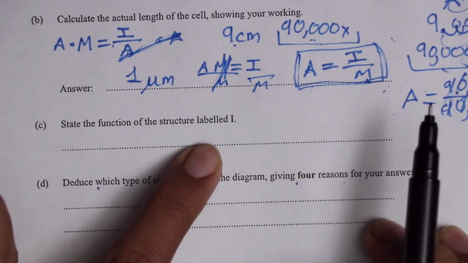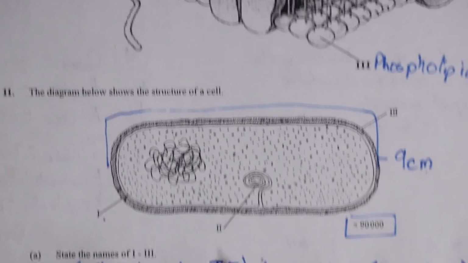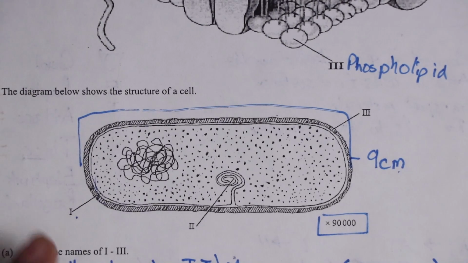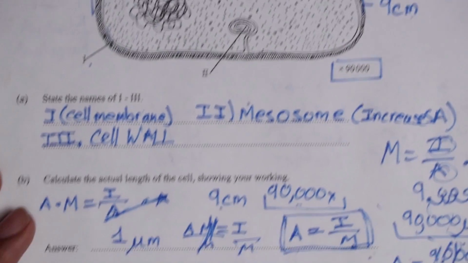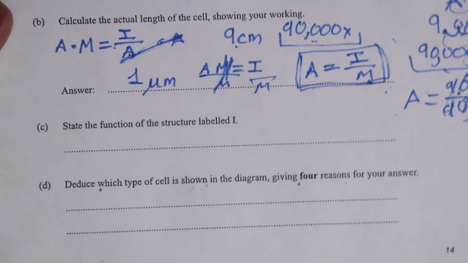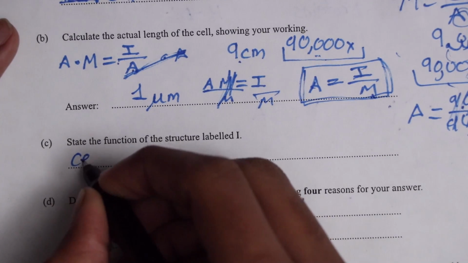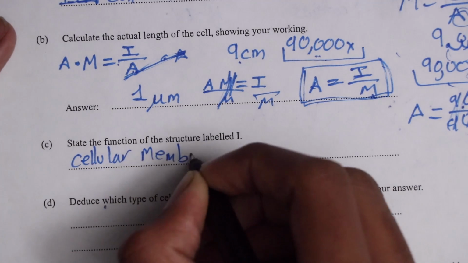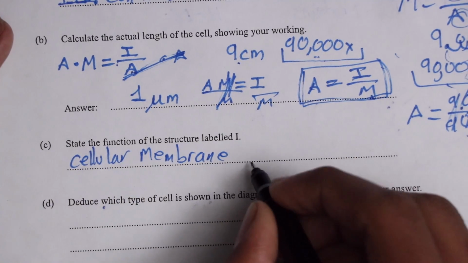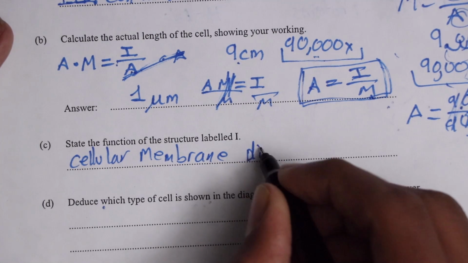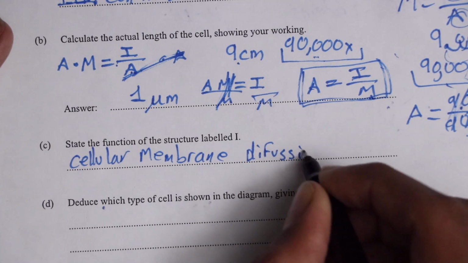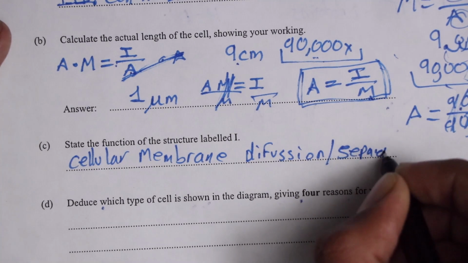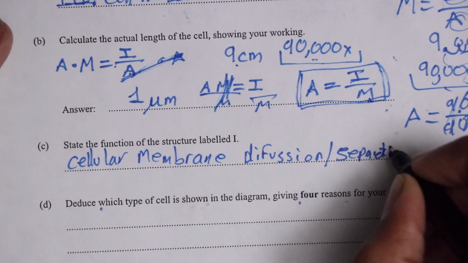Alright, state the function of the structure labeled I. This is the structure labeled I right here. Now this is the cellular membrane. So what's the function of a cellular membrane? So a cellular membrane is used for the diffusion and separation of waste.